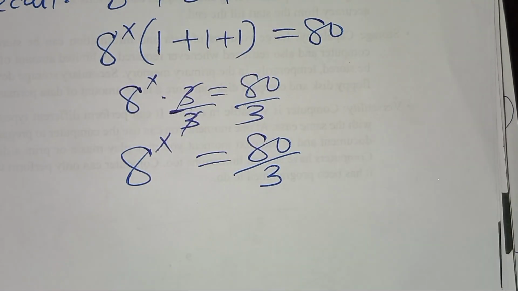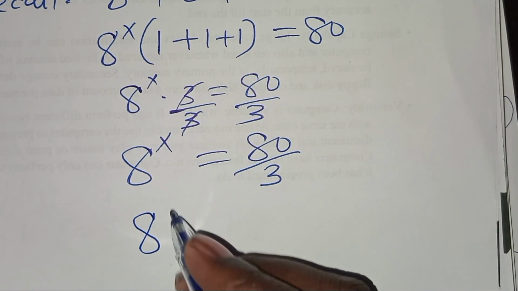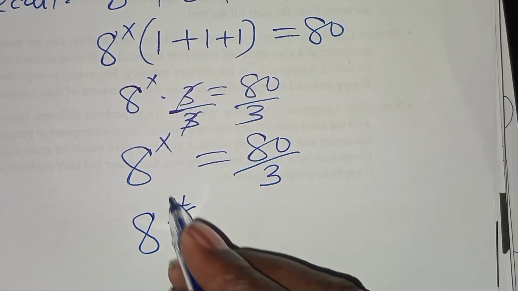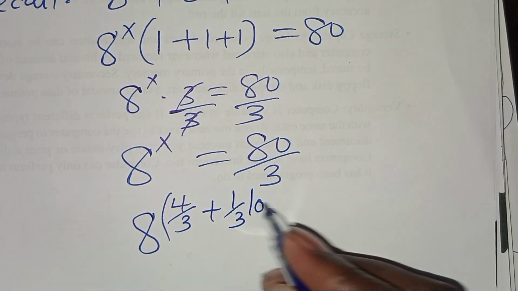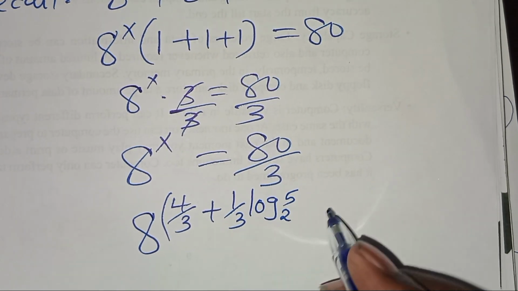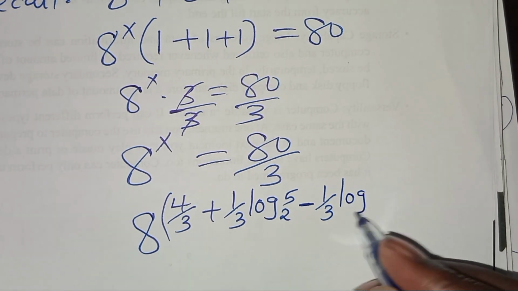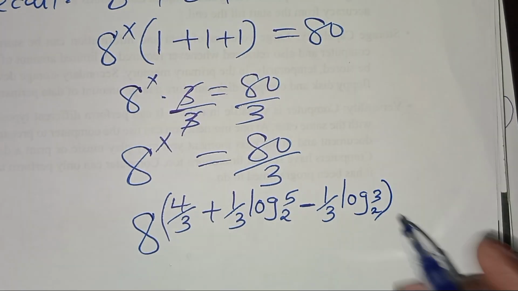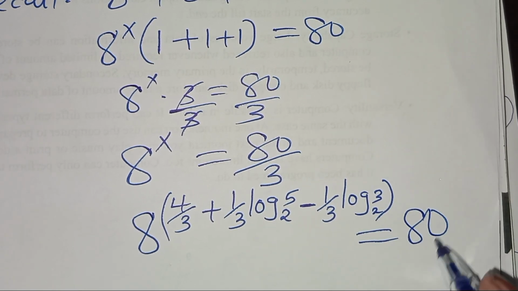So in the next step, let's substitute the value of x here, so that we'll have 8 to the power x, where x is 4 over 3 plus a third log 5 to base 2 subtract a third log 3 to base 2. This should give us a value of 80 over 3.